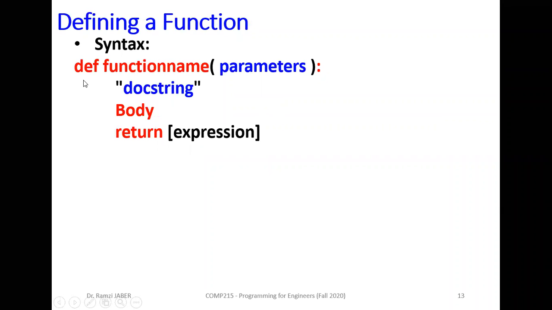The syntax will be def, function name, parameters between parentheses, parameters separated by commas if we have several variables, colon, between quotation marks the string or comment, it's optional, body of the function, and return something. We have no semicolons here. We don't have braces or semicolons, only indentation blocks.